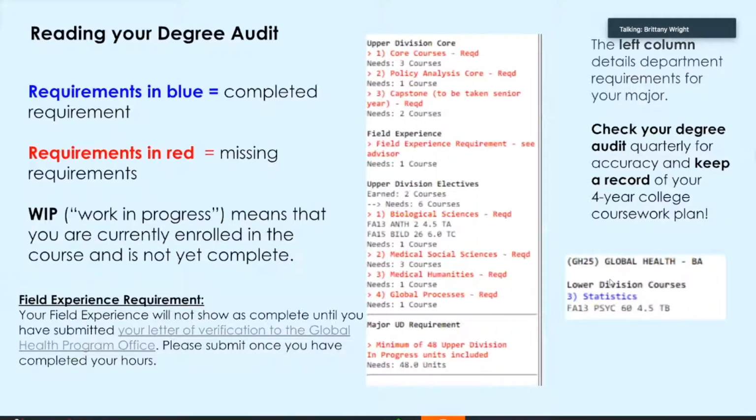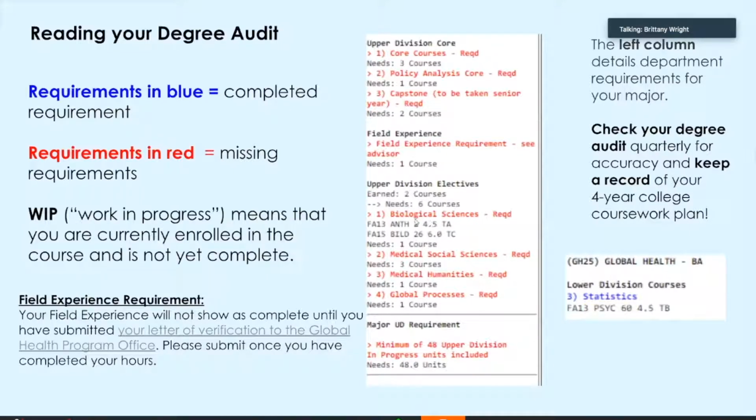So over here on the right, you can see that for the lower division stats course, it's in blue. So this student has already completed stats with their community college course. So their community college course articulated or was approximated to UCSD's Psych 60, which is our stats course. So you can see if it's your transfer course, it usually has that T next to it and then the grade. That means it's a transfer course.